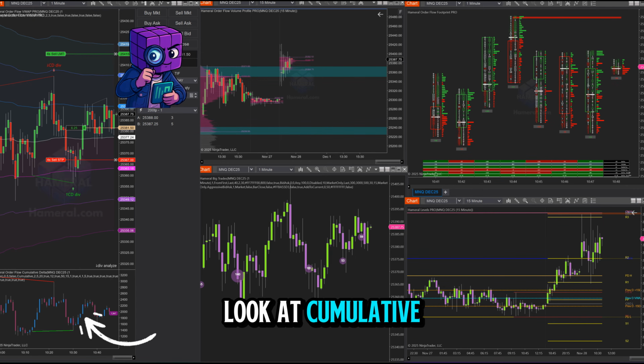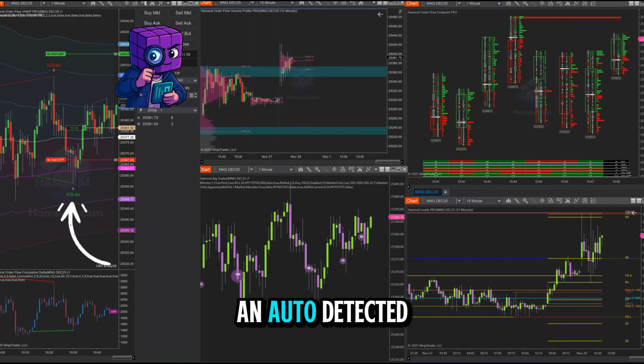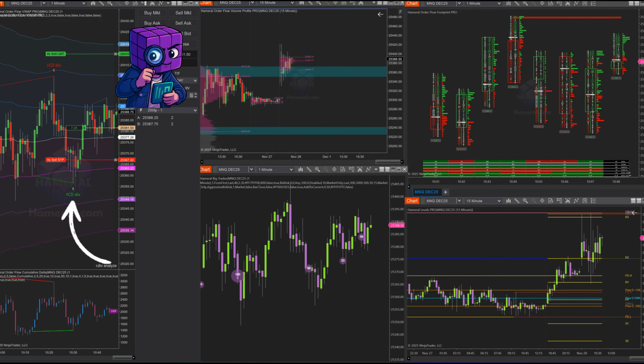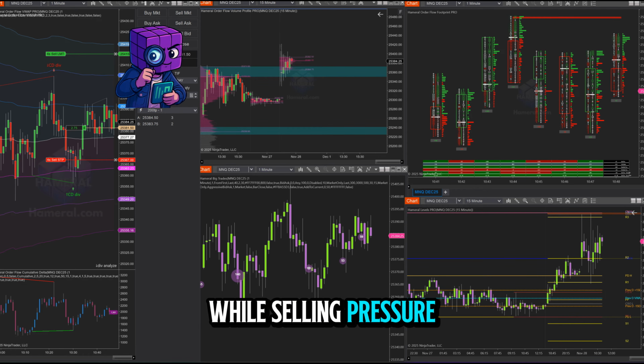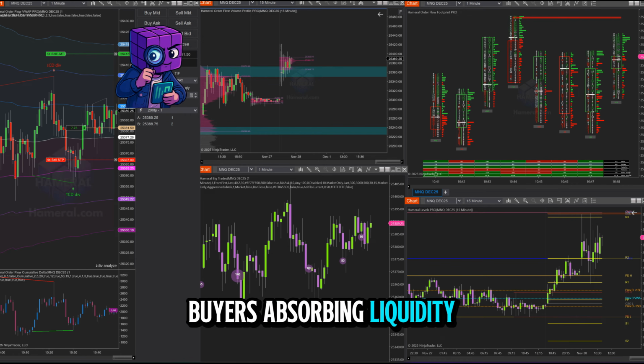Let's take a look at Cumulative Delta. Cumulative Delta printed an auto-detected bullish divergence. Price was holding while selling pressure was fading. This is a clear sign of buyers absorbing liquidity.